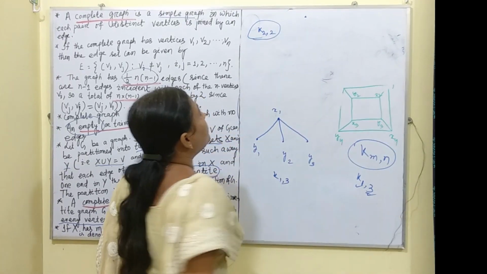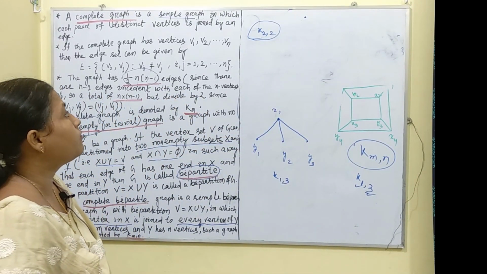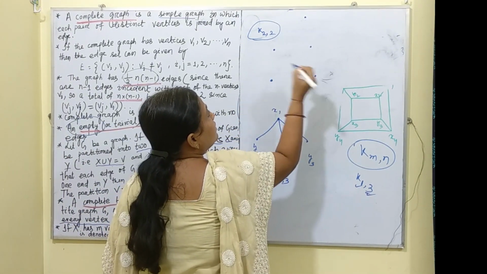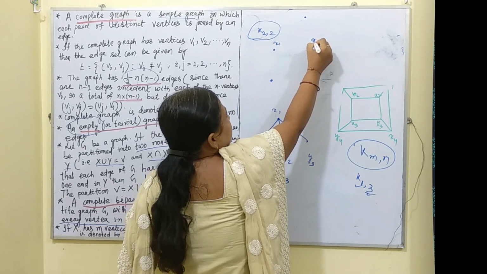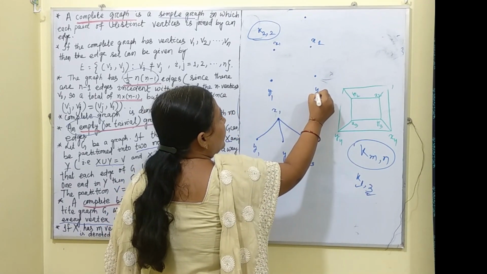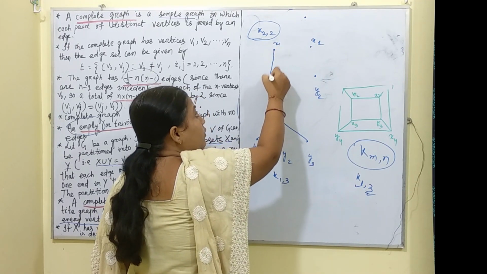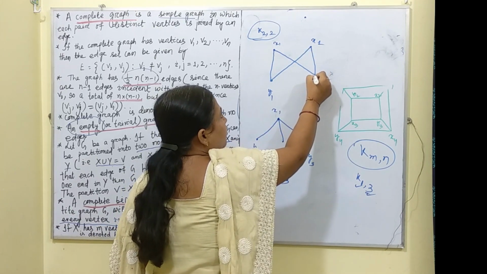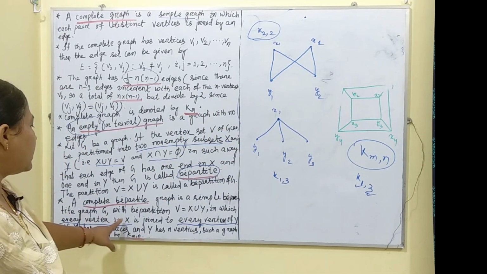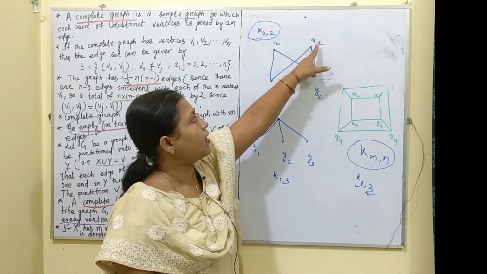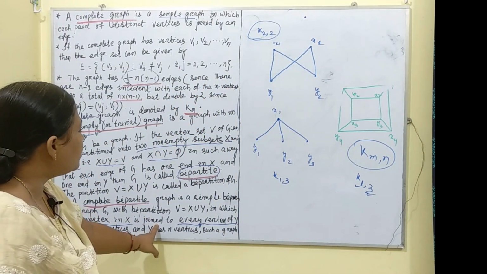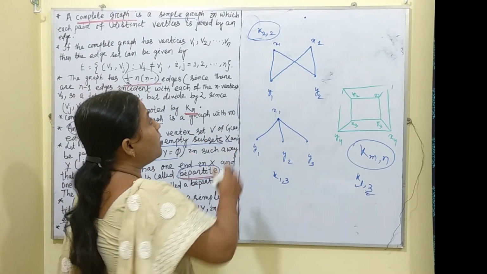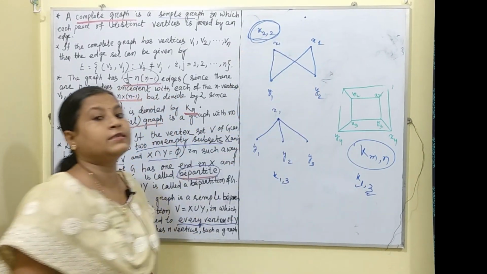Next, come to the K2,2 graph. The number of vertices of X is 2 and the number of vertices of Y is 2. We can draw this graph like this: x1, x2, y1, y2. x1 is joined with y1 and y2, and x2 is joined with y1 and y2. So every vertex in X, that means x1 and x2, is joined to every vertex of Y, that is y1 and y2. So this is a complete bipartite graph and its name is K2,2.